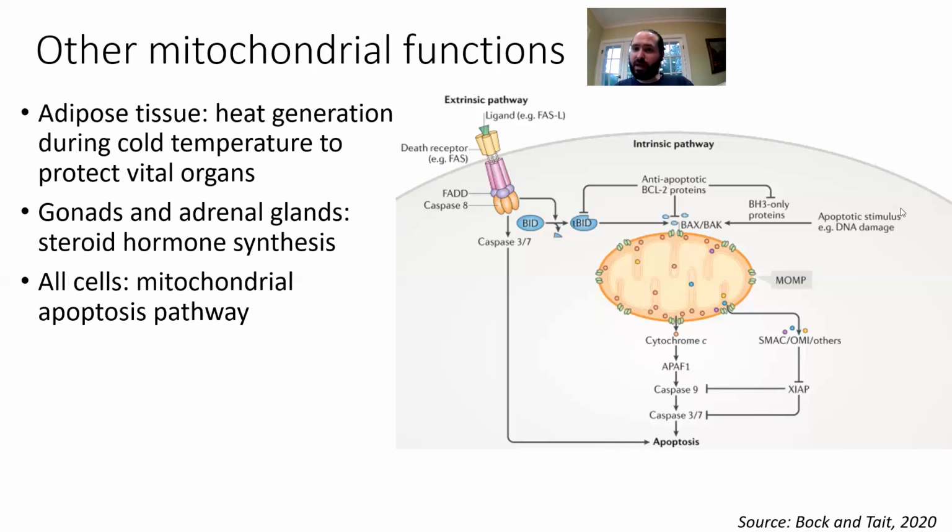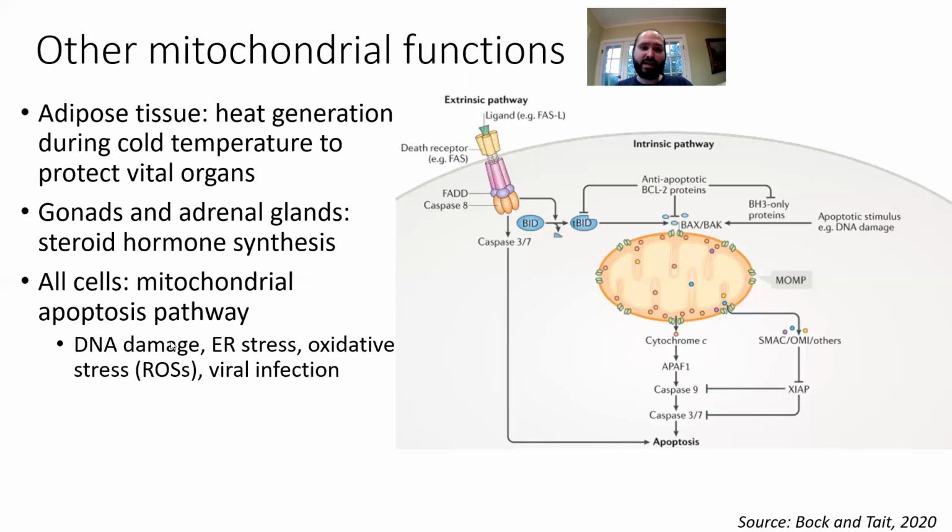So in response to some apoptotic stimulus, such as DNA damage, endoplasmic reticulum stress, oxidative stress from ROS, reactive oxygen species, or viral infection. So four different types of stimuli that can lead to activation of the mitochondrial apoptosis pathway.